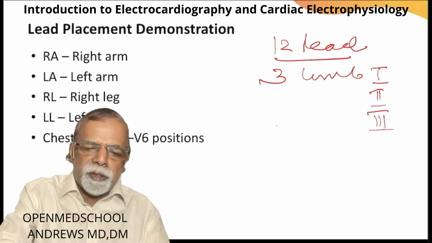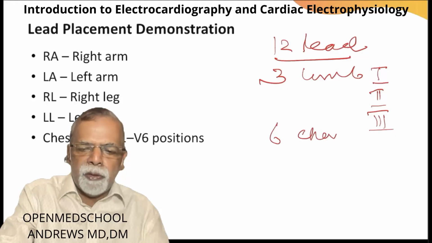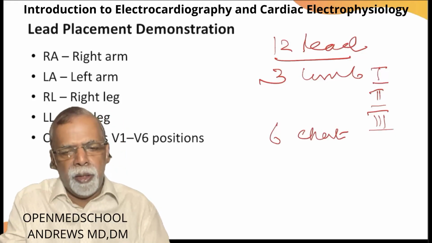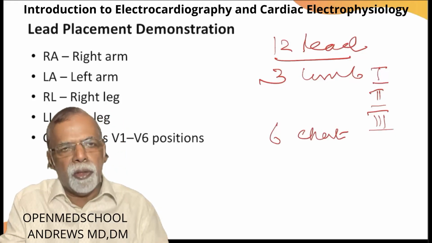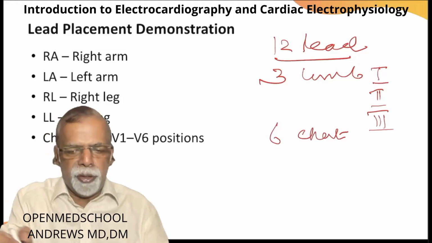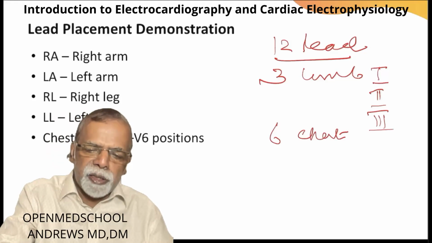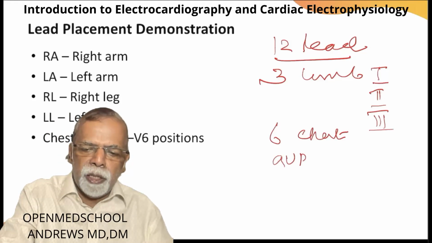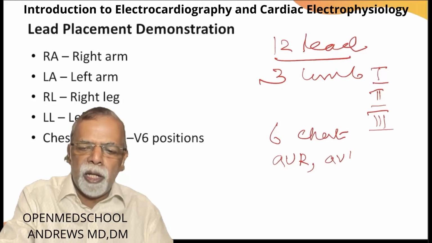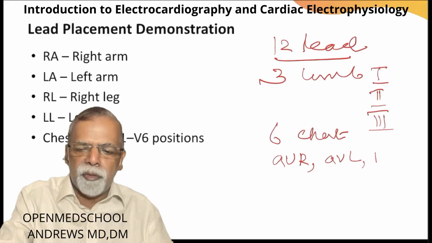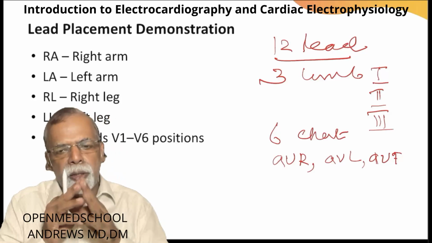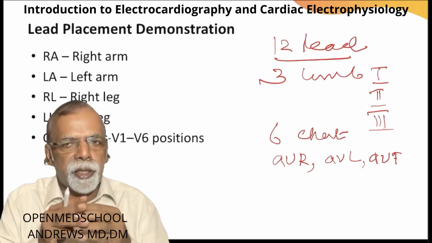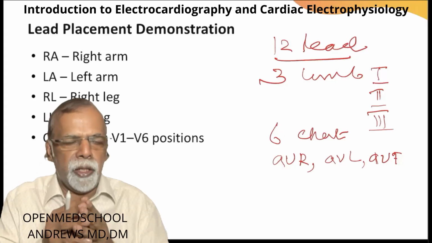There are 6 chest leads. They are placed on the chest, that is called chest leads. There are unipolar leads called Wilson's leads, which are augmented. Once it is kept on the right side, it is called AVR. On the left side, it is called AVL. On the foot, it is called AVF. So in total, usually there are 12 leads, and that is why the standard ECG is called 12 lead electrocardiogram.